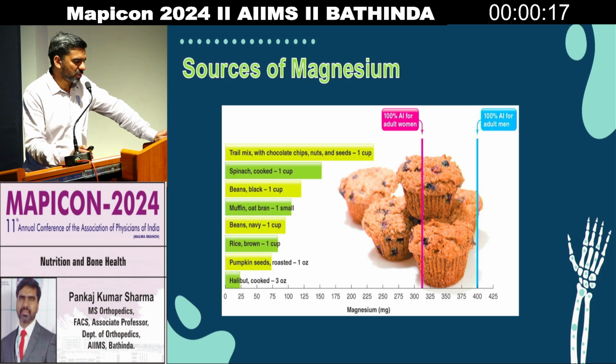Sources of magnesium: trail mix with chocolate chips, nuts and seeds, spinach, beans, black beans, oat bran muffin, navy beans, brown rice. It is also of vegetable origin. So magnesium we can also get from vegetable origin.